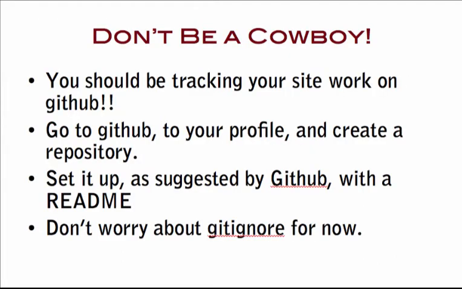So the first thing that we need to make sure that we do is we don't want to be doing any live coding, and we don't want to be making any significant changes to our code without tracking those changes. So we're going to track all of our site's work on GitHub. So the first thing that you'll want to do is go to GitHub and in your profile, if you don't already have a profile, you should make one. But in your profile, create a repository. And you can set that up in GitHub as a public repository and set it up with a README.